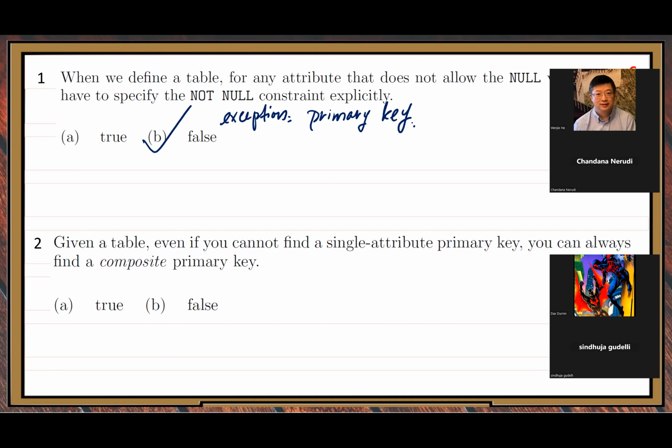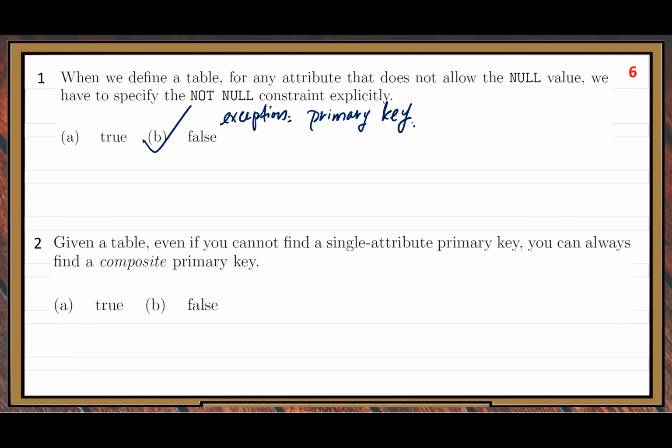Number 2. Given a table, even if you cannot find a single attribute primary key, you can always find a composite primary key. False. Why? Think about duplicate rows. In a table with duplicate rows, there is no key you can find.